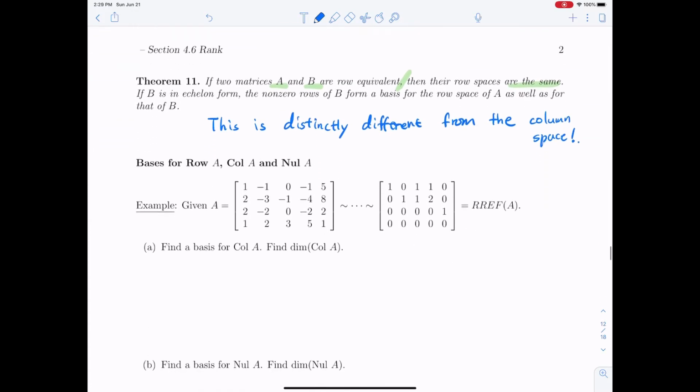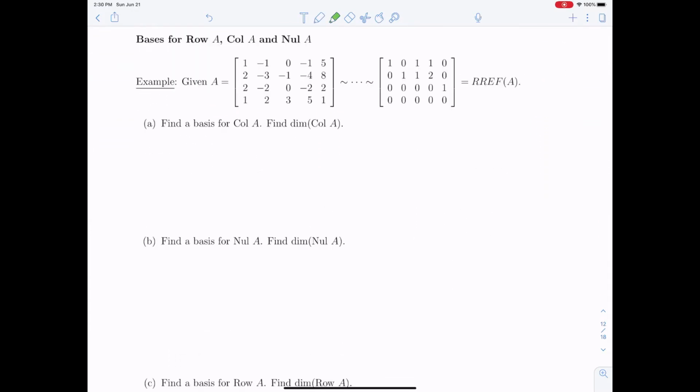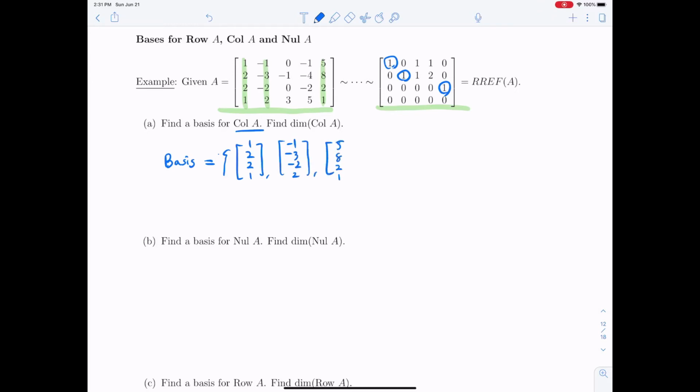So let's see some examples about row space, column space, and the null space of the given matrix A. Suppose that A is given by this matrix, and let's say this one is the reduced row echelon form of the given matrix. Then we can certainly find the column space of A by taking the pivot columns. So basically, we have pivot positions over here, here, and there. So the first, second, and the last columns form the basis for the column space. So the basis for the column space of A is given by (1, 2, 2, 1), (-1, -3, -2, 2), and (5, 8, 2, 1).